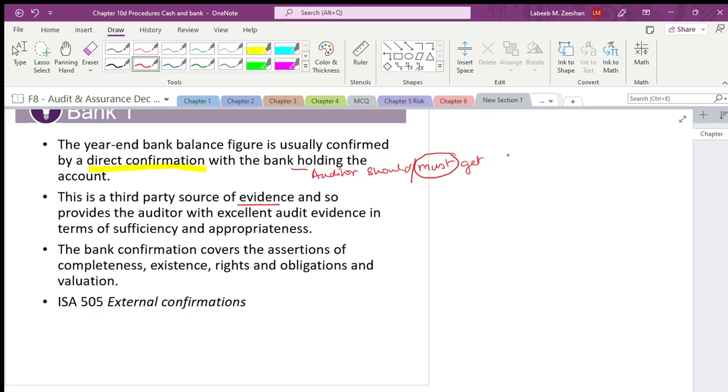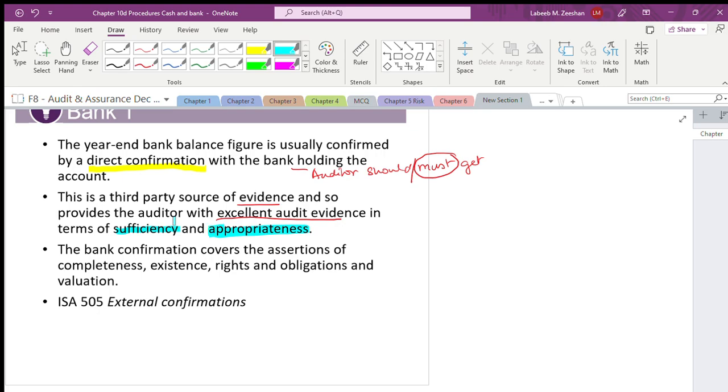So it provides the auditor with excellent audit evidence. When a third party is providing written evidence, it is more trustworthy. Understand why? It is more appropriate and more sufficient. The auditor gets excellent audit evidence, which is sufficient and appropriate. We don't need more than that. Understand the point? There is nothing beyond that also.